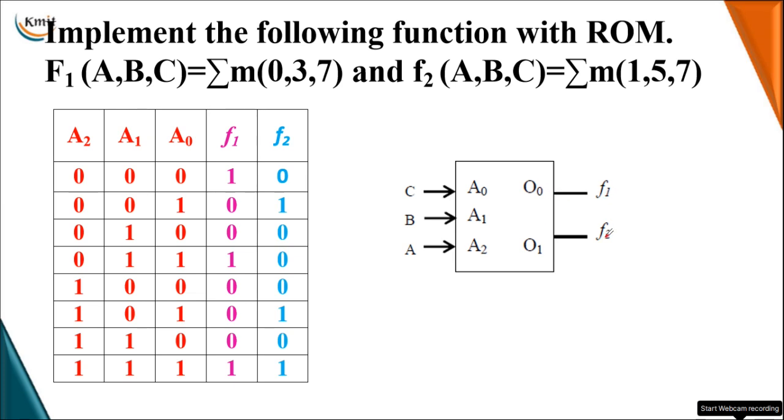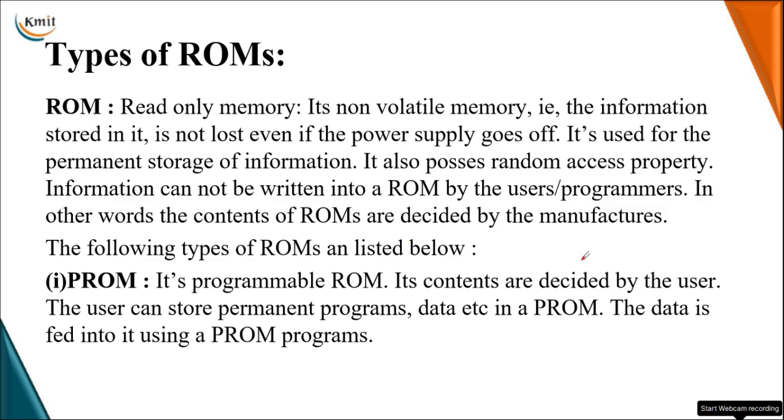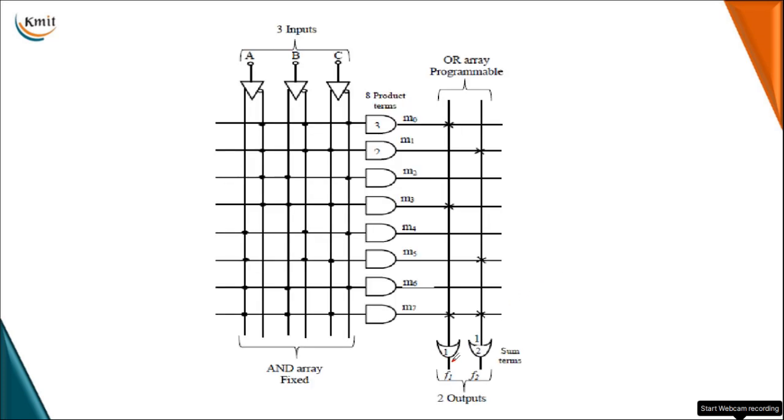Outputs which are obtained are only two outputs, so hence we are going to take two OR gates. Here 0, 3, 7 is connected to implement function 1. So hence we have provided a programmable connection or logical one state on this with a cross mark, so M0, M3, M7, whereas F2 is the sum of minterms M1, M5, M7.